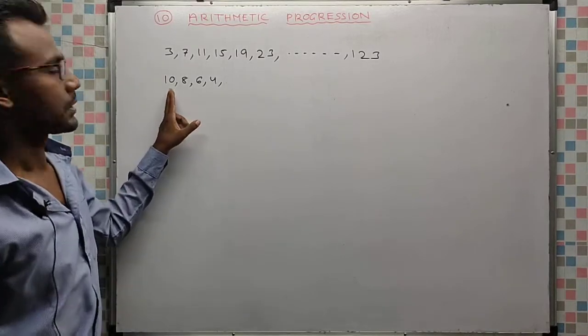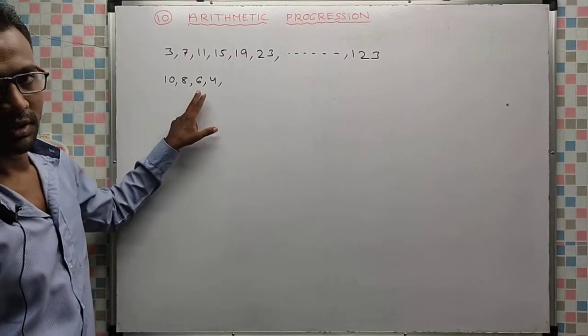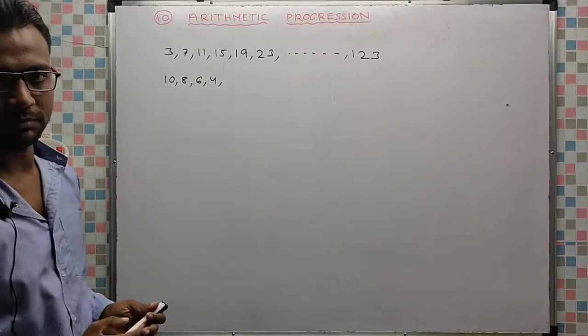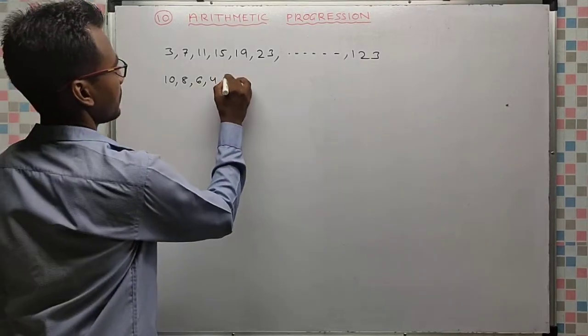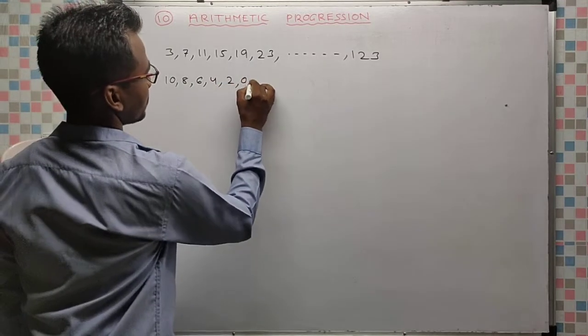Next, 10, 8, 6, 4. After this, what will come? Obviously 2, because we are decreasing by 2. You can see 2, 0.